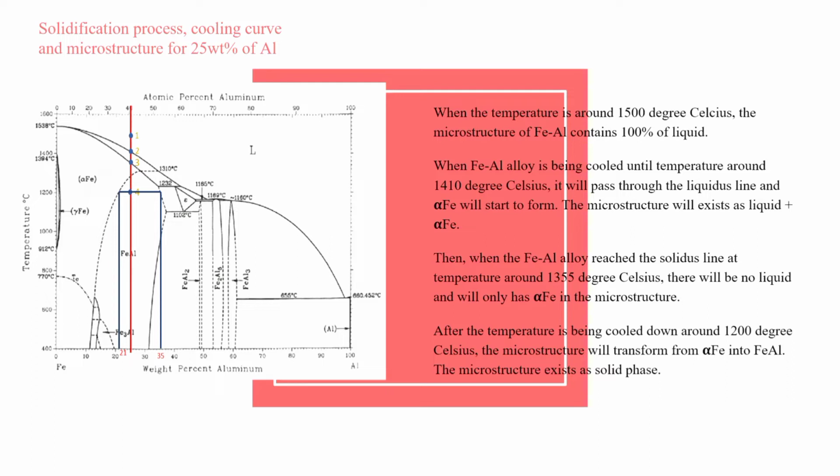Then, when the temperature drops to point 3, around 1355 degrees Celsius, it will reach the solidus line where there will be no more liquid. So the microstructure transforms into alpha of iron only in this region, and it exists as a solid phase. After the temperature is cooled down to around 1200 degrees Celsius, aluminium will start to form and the microstructure will transform into iron aluminium or FeAl. This is also a solid phase for the microstructure.